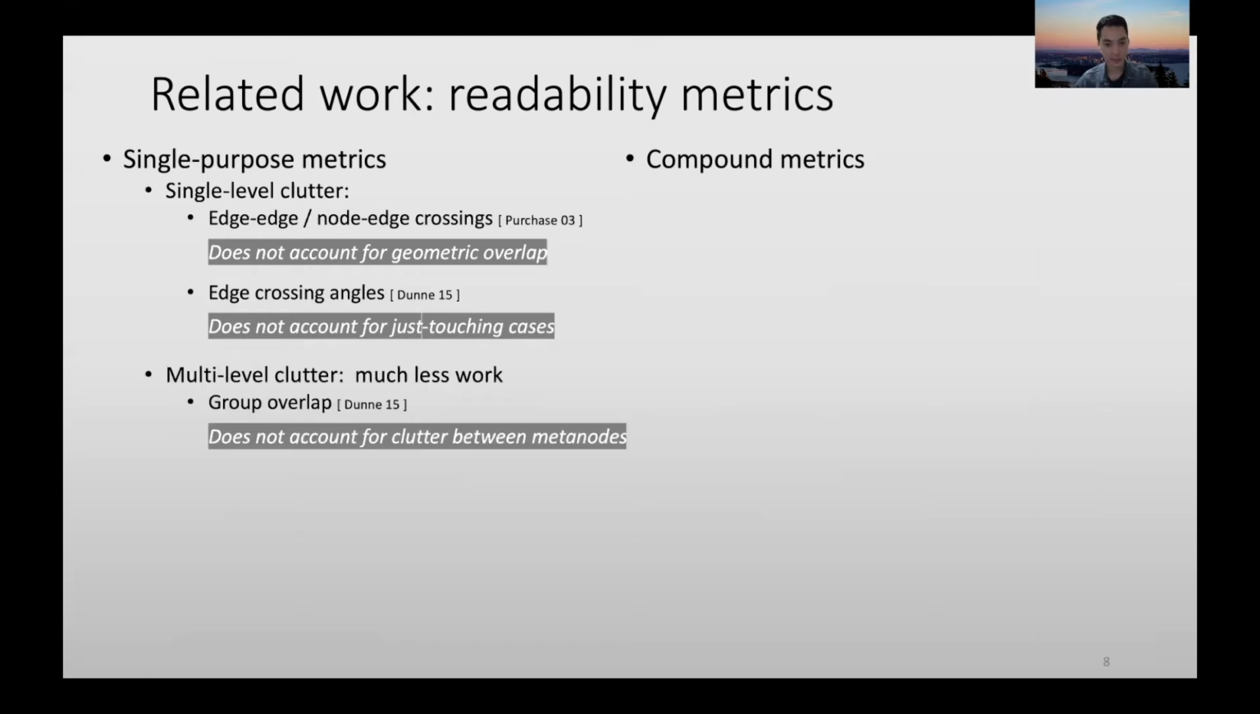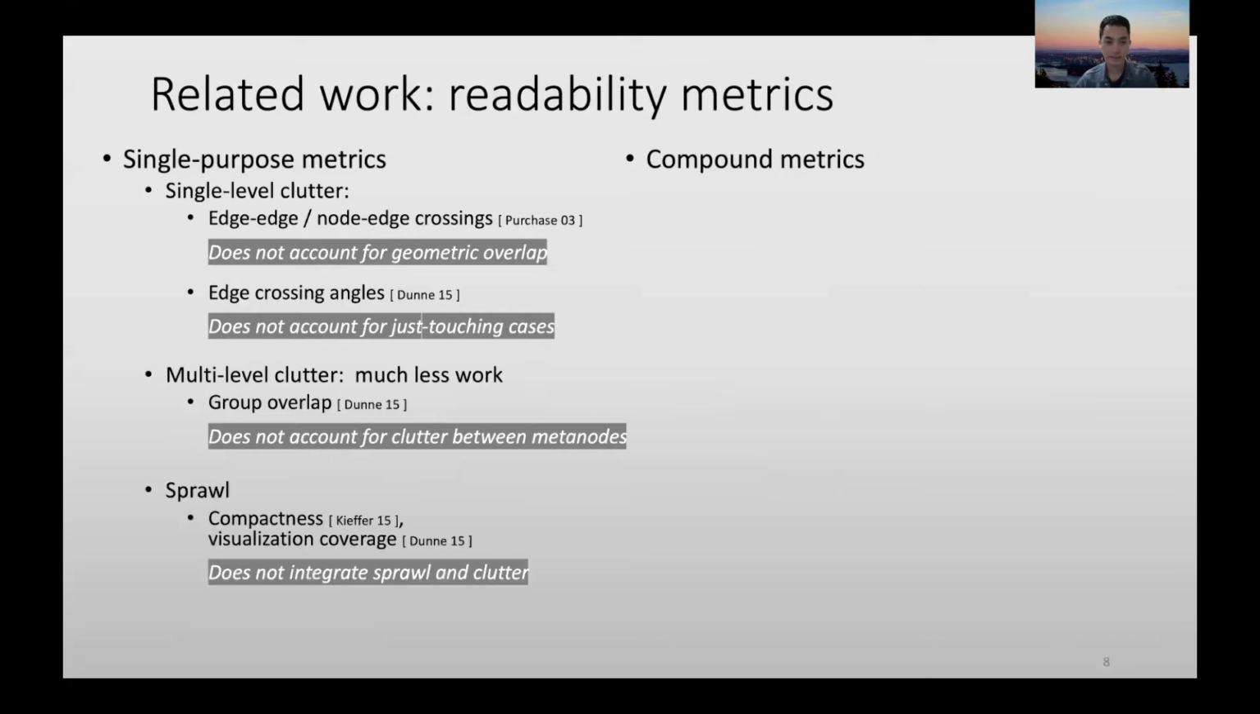There is much less work on multi-level clutter that proposes the group overlap, but it does not account for clutter between metanodes. It only accounts for clutter between metanodes and leaf nodes. There is some work on sprawl or geometric sparseness, like compactness by Kiefer and visualization coverage by Dunn. Actually, we use the same definition as theirs, but they do not integrate sprawl and clutter.